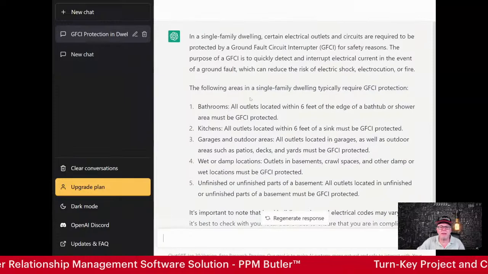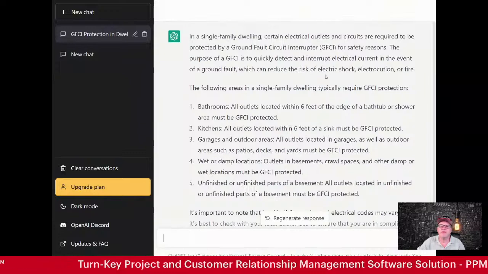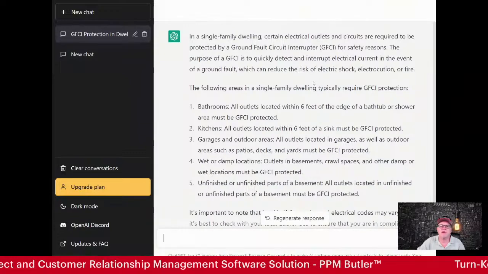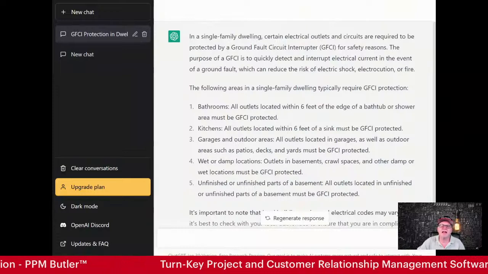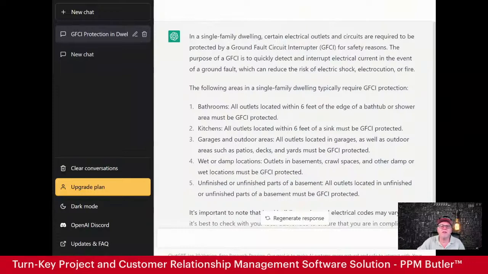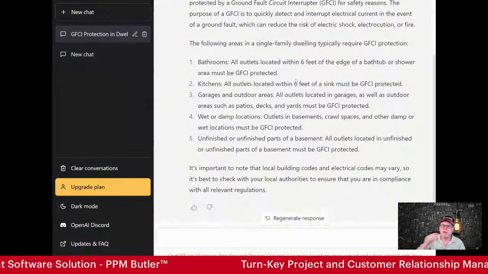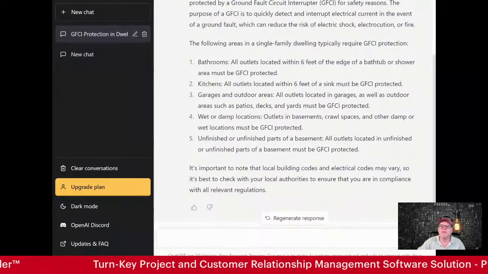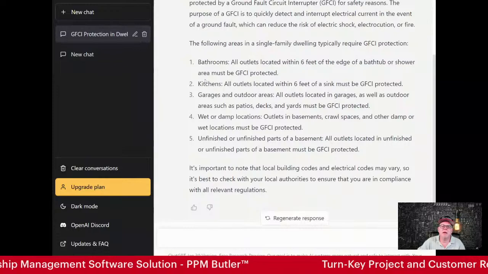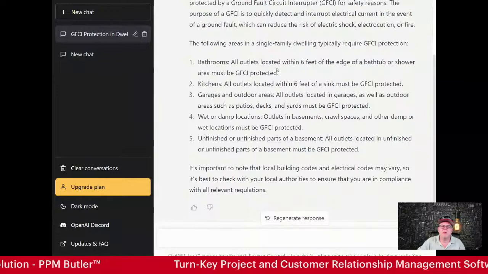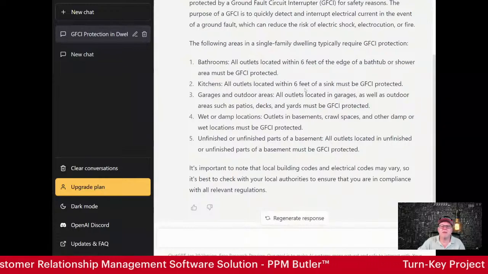Okay. And I don't expect it to cover all the locations, but it's a good start. It says here, single-family dwelling contains electrical outlets and circuits that are required to be protected by ground fault circuit interrupter for safety reasons. I got that part right. It says, the purpose of GFCI is to quickly detect and interrupt electrical current in the event of a ground fault, which can reduce the risk of electric shocks, electrocution, and fire. The following areas in a single-family dwelling typically require GFCI protection: bathrooms, all outlets located within 6 feet of the edge of the bathtub or shower must be GFCI protected. Of course, all receptacles in a bathroom have to be GFCI protected. Kitchens, all outlets located within 6 feet of the sink must be.